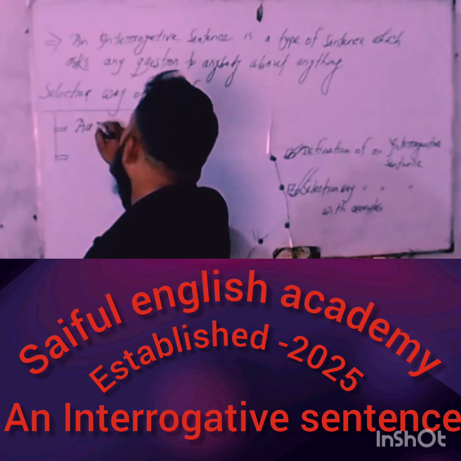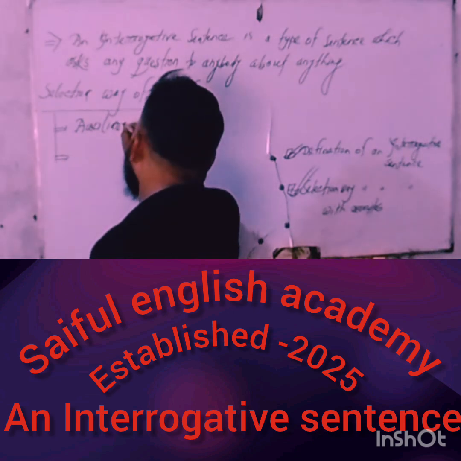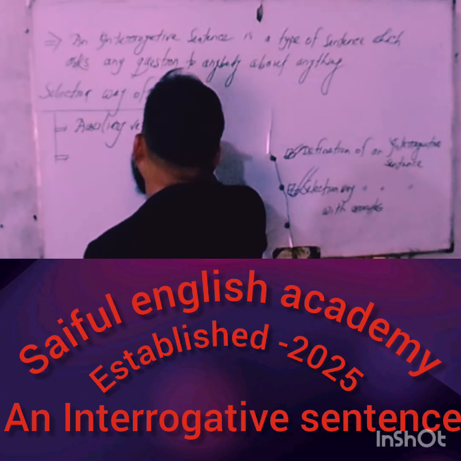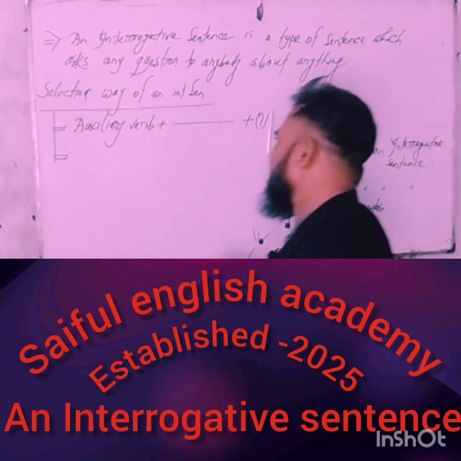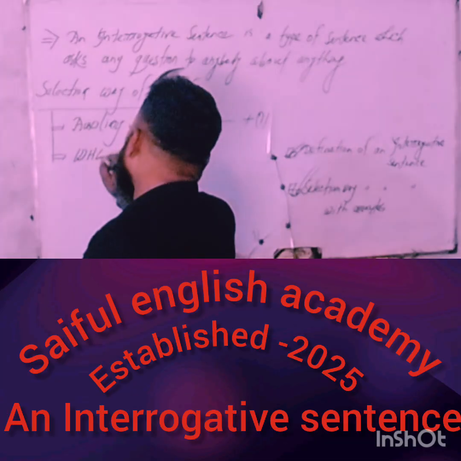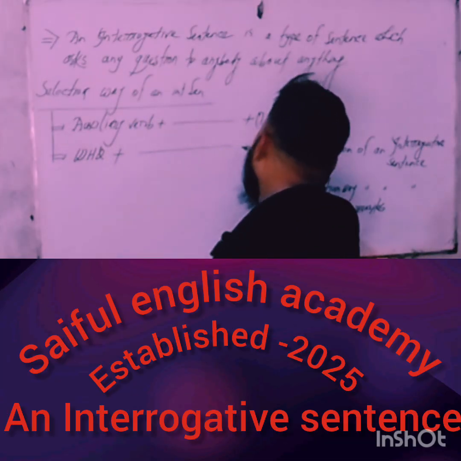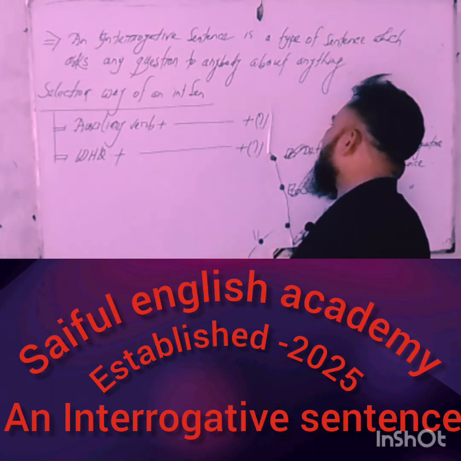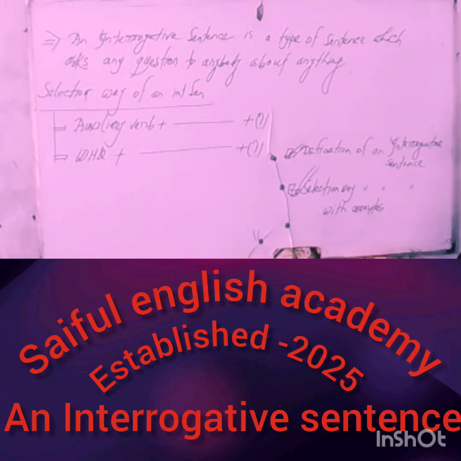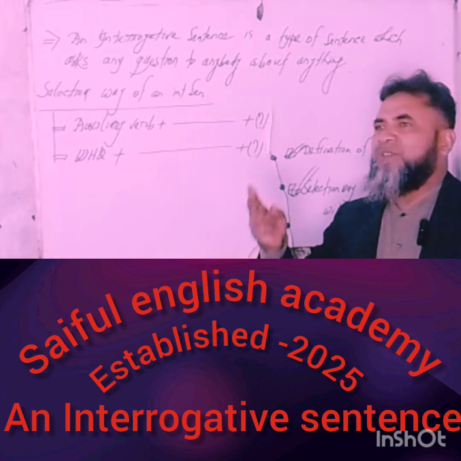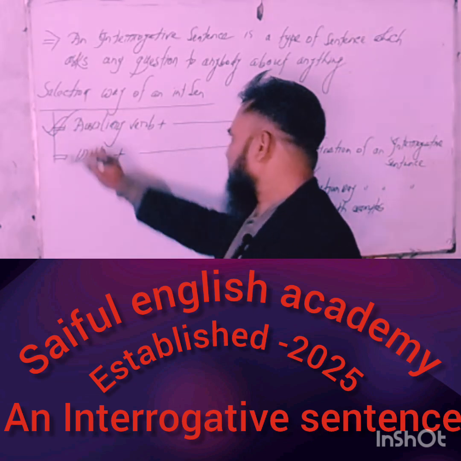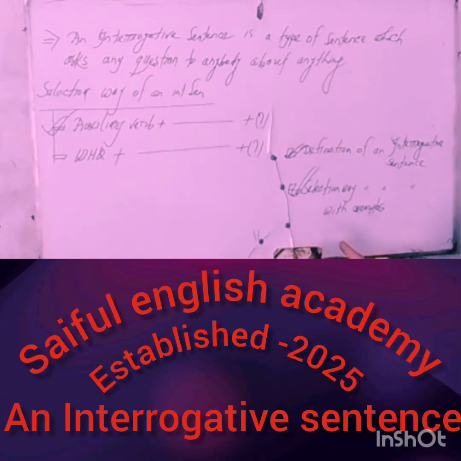Number one, starting word auxiliary verb, and finally ended with the note of question mark. Number two, starting word wh-question, and finally ended with the note of question mark. Okay, my dear learners, have you understood these two clearly? We can select an interrogative sentence in two ways. Number one, starting word auxiliary verb, and finally ended with the note of a question mark.